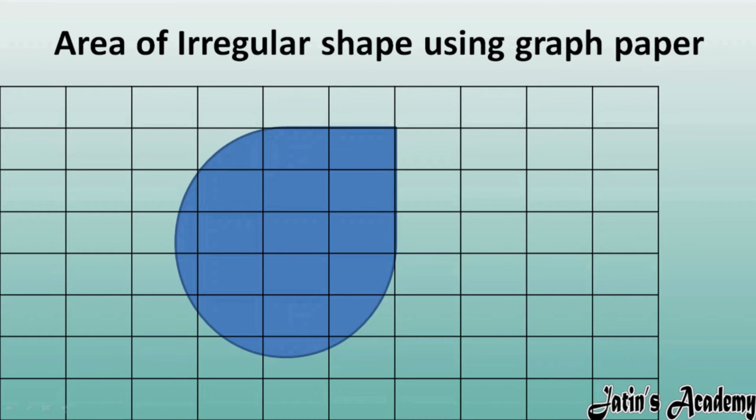Next we have area of irregular shape using graph paper. As we have learnt now, for regular shapes we have appropriate formulas, and by using those formulas you can find the area of regular shapes. But now the problem is for irregular shaped objects. If I have this kind of irregular shaped object, I do not have any formula to know the area of this irregular shaped object.